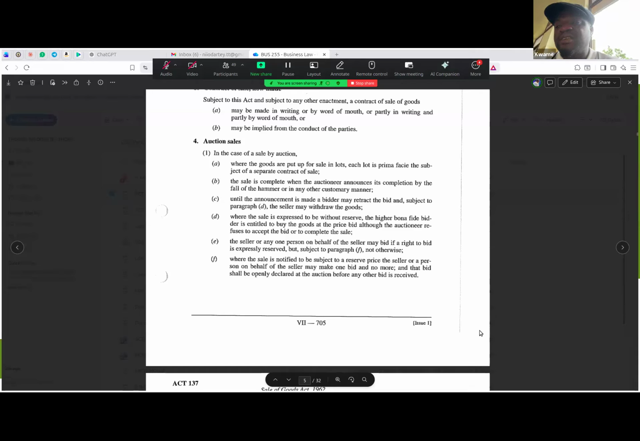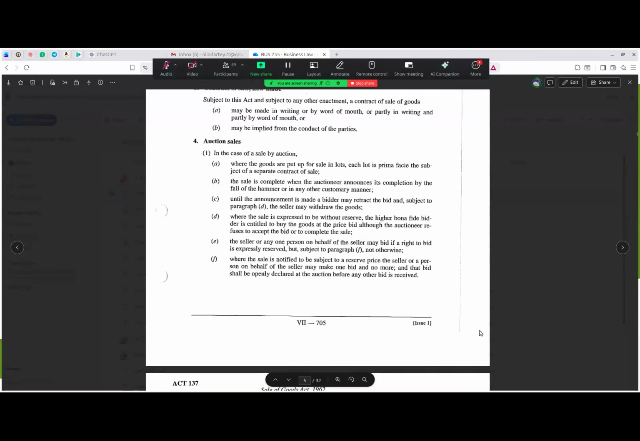Prima facie, each lot is deemed to be the subject of a separate contract of sale. B, the sale is complete when the auctioneer announces its completion by the fall of the hammer or in any other customary manner.